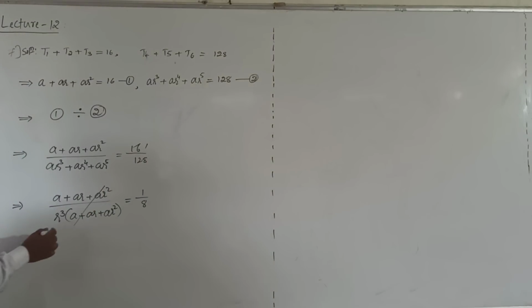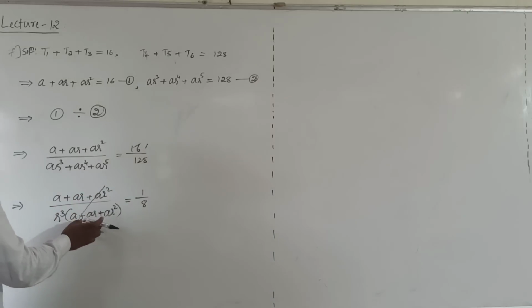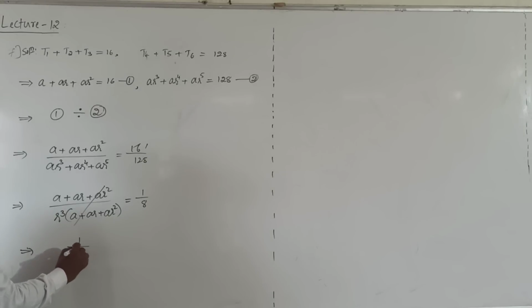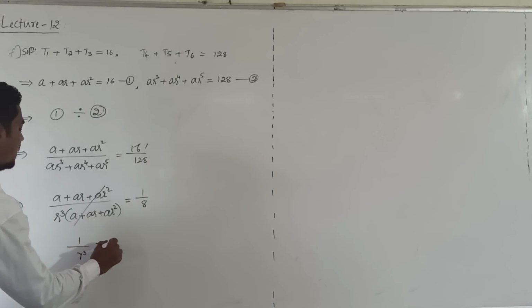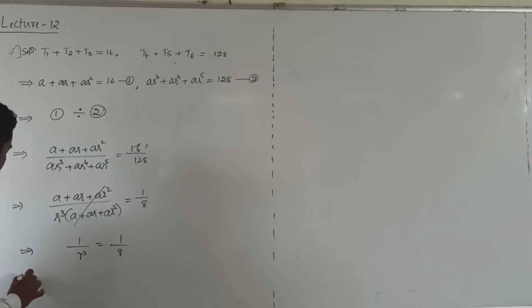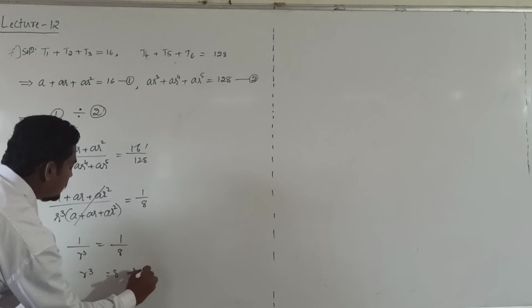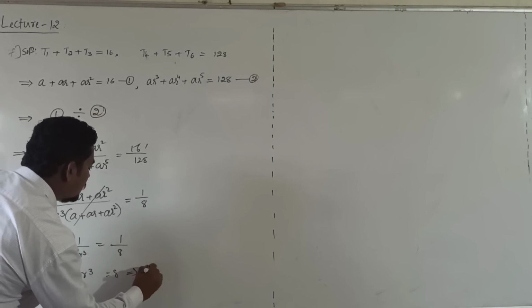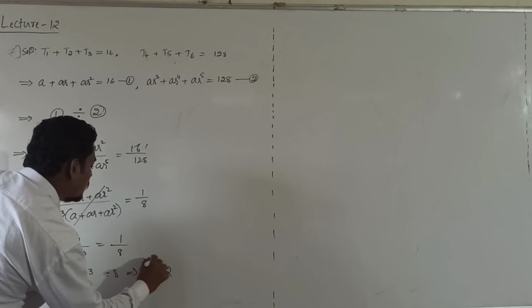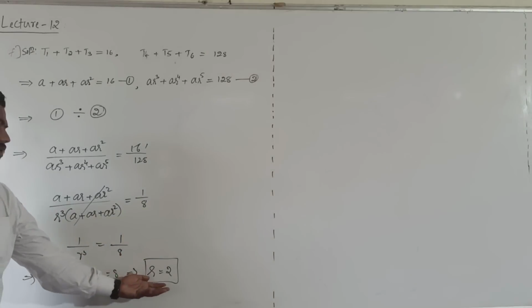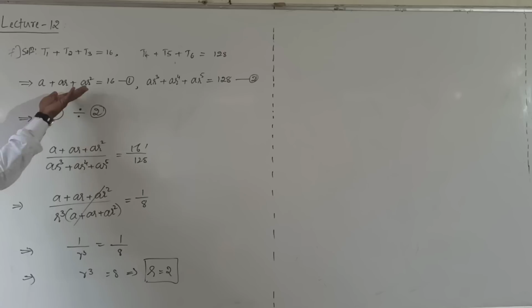Then these two expressions will get cancelled: in the numerator A plus AR plus AR square, and in the denominator also A plus AR plus AR square. Then what is remaining? 1 divided by R cube. 1 divided by R cube is equal to 1 divided by 8, which implies R cube is equal to 8, then it gives R is equal to 2.